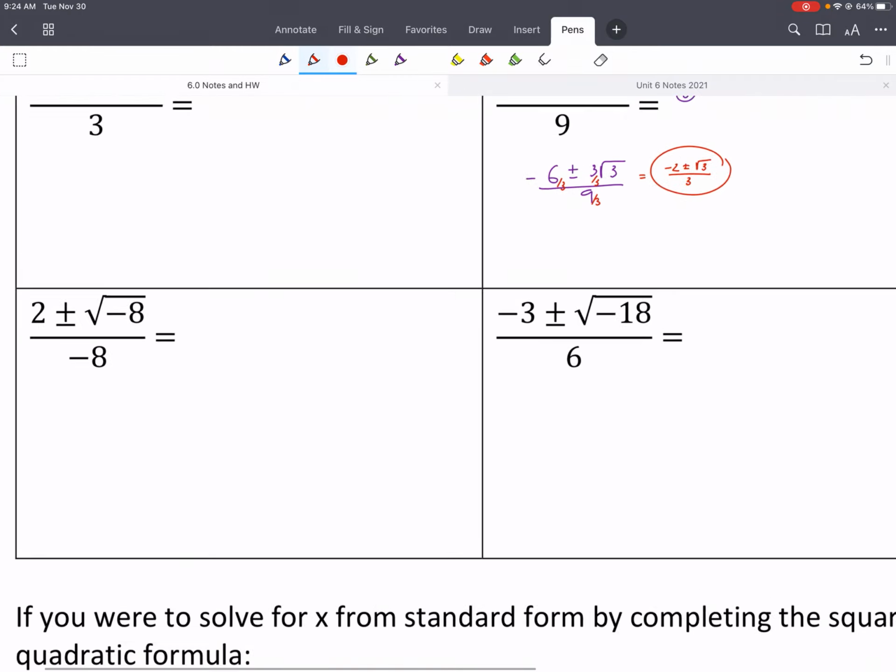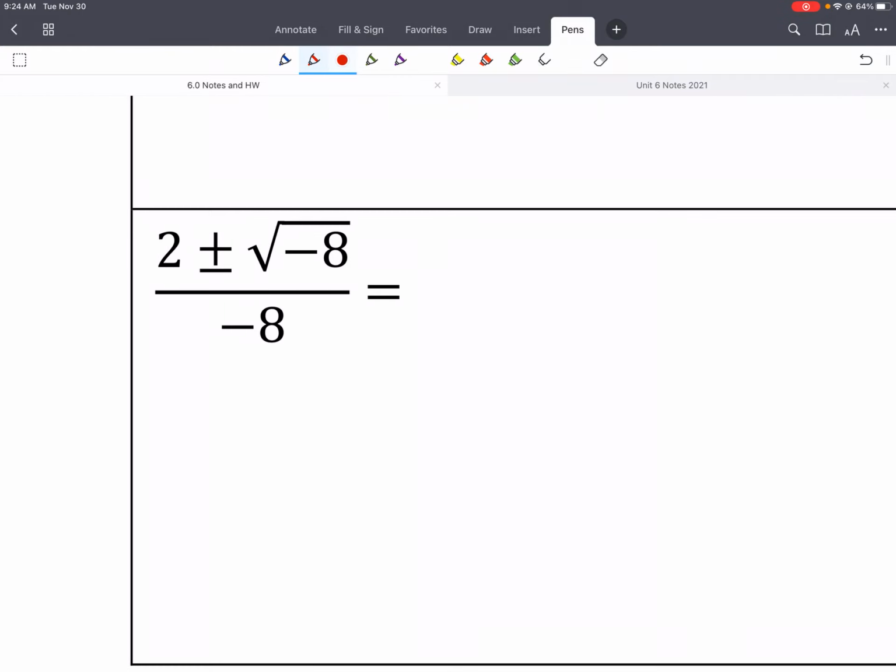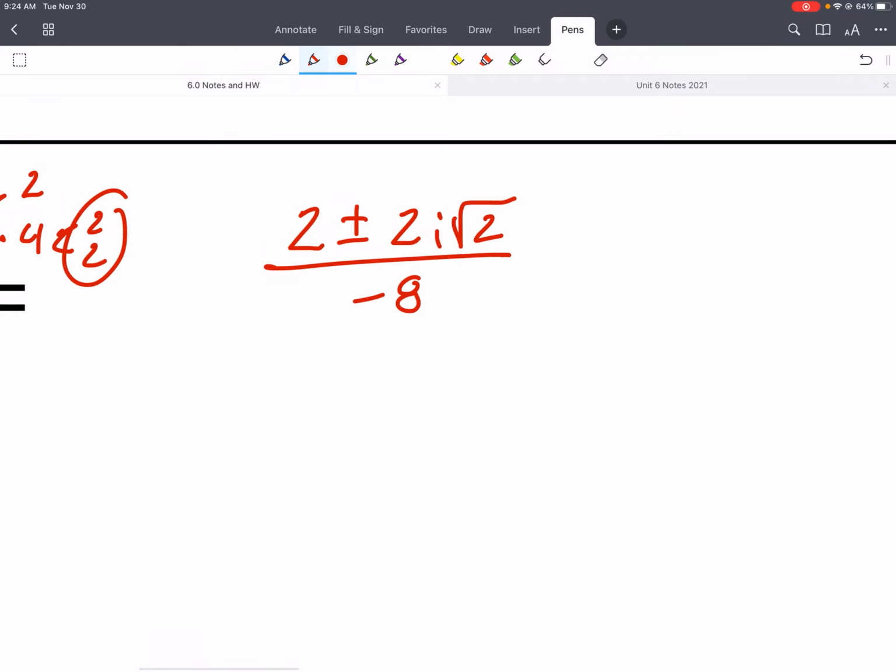All right, and then the last ones I want to talk about are a little different too. So what do you notice here with our root? If we want to simplify the root, hopefully remember that if we have a negative inside of a root, that becomes an imaginary, and then we can do our factor tree. So we could do 2 and 4, 2 and 2. So we'll end up getting 2 plus or minus 2i square roots of 2 over negative 8. And then we want to simplify the fraction. So what can we divide 2, 2, and 8 by? Well, that would just be 2.